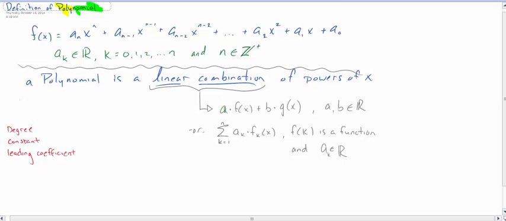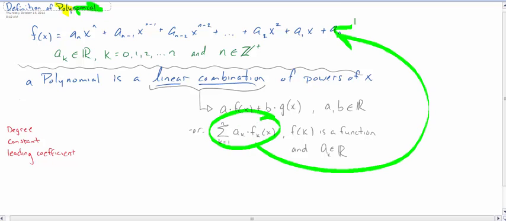So linear combination means we're adding two different powers together, f of x and g of x, and it might be something like 3x plus 2x squared. The 3 and the 2 would be the a and the b. And this summation notation is a fancy way of saying that.